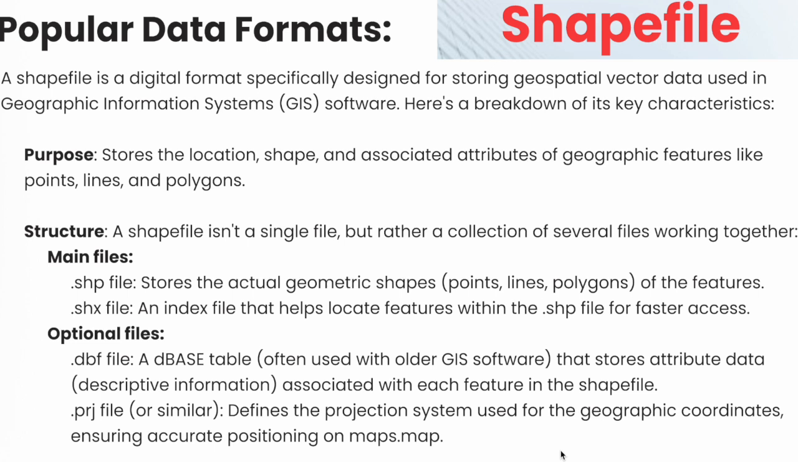So you have your main files that are actually storing your geometric shapes, points, lines, polygons for the features, and then you have an index file that helps locate features within that shapefile for faster access. You can have optional files built into it, a DBase table, often used with older GIS software that stores attribute data, which is the descriptive information, columns, that's where you store your attribute data associated with each feature in the shapefile. A PRJ file or similar defines the projection system used for the geographic coordinates, ensuring accurate positioning on the map.